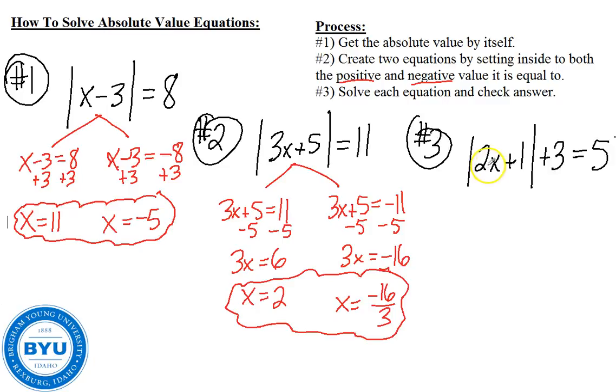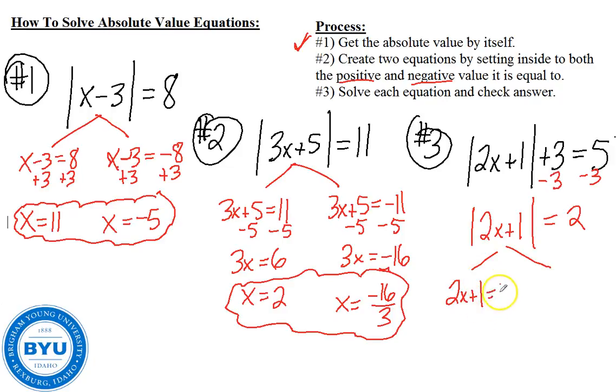Number 3, here the absolute value is not by itself. So hopefully you caught on to that and didn't forget step number 1. Step number 1 is you got to get the absolute value by itself. So I would minus 3 from both sides first. I'm then left with 2x plus 1 equals 2. Now we can split it into two equations. We would have 2x plus 1 equals 2, and 2x plus 1 equals negative 2. I set it equal to the positive value and the negative value it's equal to.